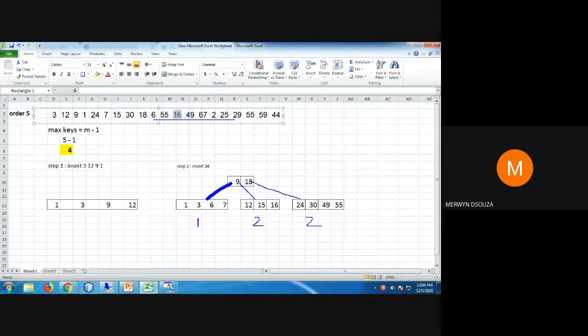So next you take 16. Okay, I already inserted 16. Sorry, I inserted 49 also. Next you take 67. When you take 67, it results in an overflow. So you take this middle value and you push it on top.